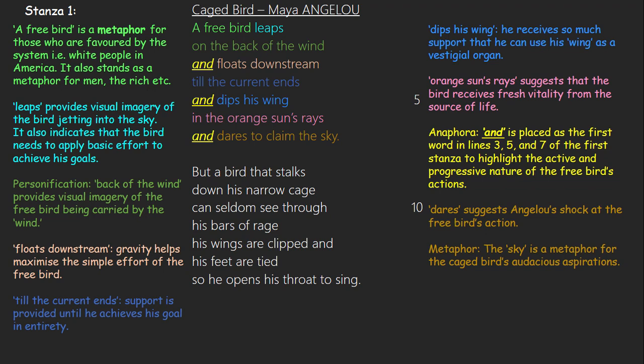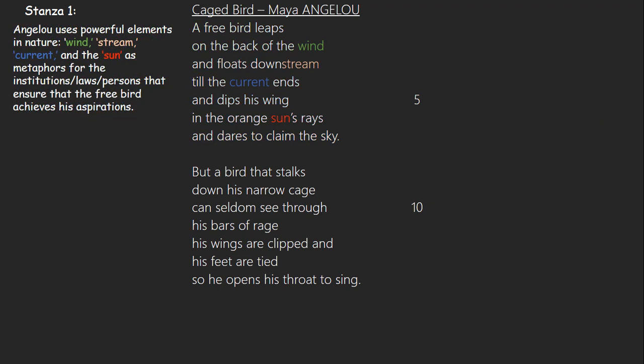The use of the word sky there is a metaphor for the caged bird's audacious aspirations. So these words that Angelou uses actually have a much deeper meaning. So when she says he "dares to claim the sky," it's sort of like a metaphor for the caged bird being audacious, and his aspirations or dreams or the things he wants for himself being mind-blowing.